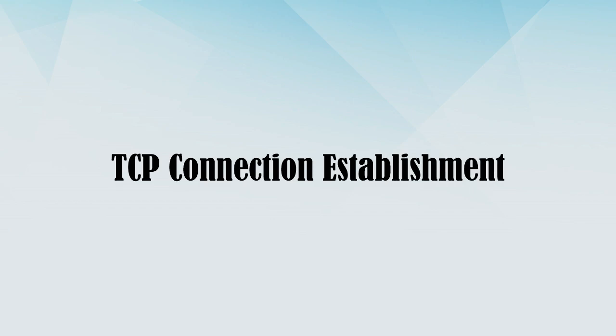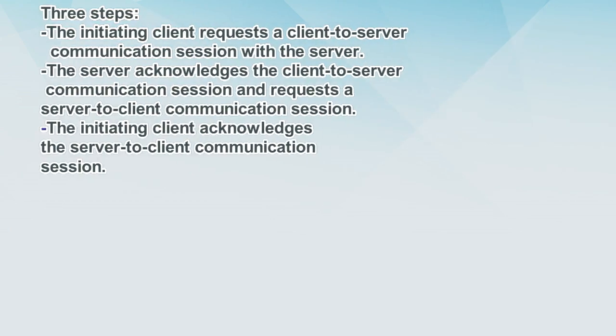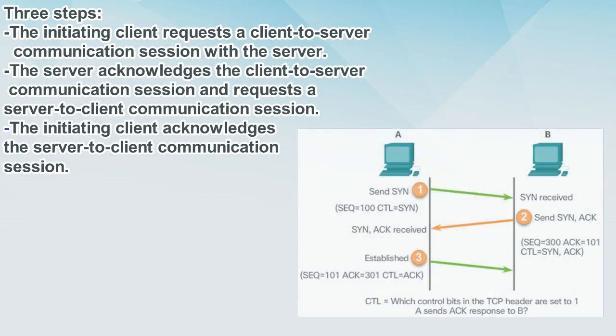TCP connection establishment. There are three steps. First, the initiating client requests a client-to-server communication session with the server. Second, the server acknowledges the client-to-server communication session and requests a server-to-client communication session. The last step, the initiating client acknowledges the server-to-client communication session.